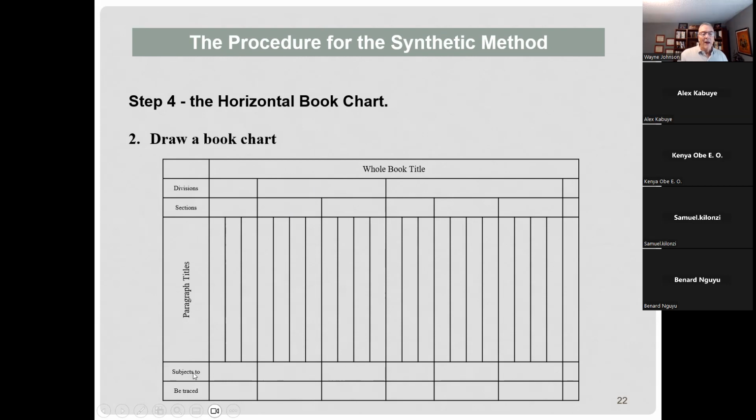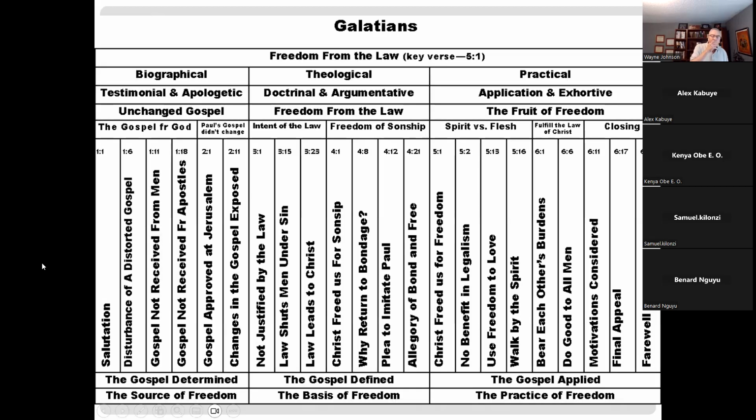I'll show some examples. Down here are some horizontal columns that can be subjects to be traced. Don't always do that, but you'll see in Galatians that I found a couple of subjects that I would easily trace. And if I were to be teaching, I might use these headings as a way to approach teaching the book. So here's an example. For the book of Galatians, just like the titles that we saw already for chapter 1, salutation, disturbance of a distorted gospel, gospel is not received from men, gospel is not received from apostles. And then, I've done this for the whole book.